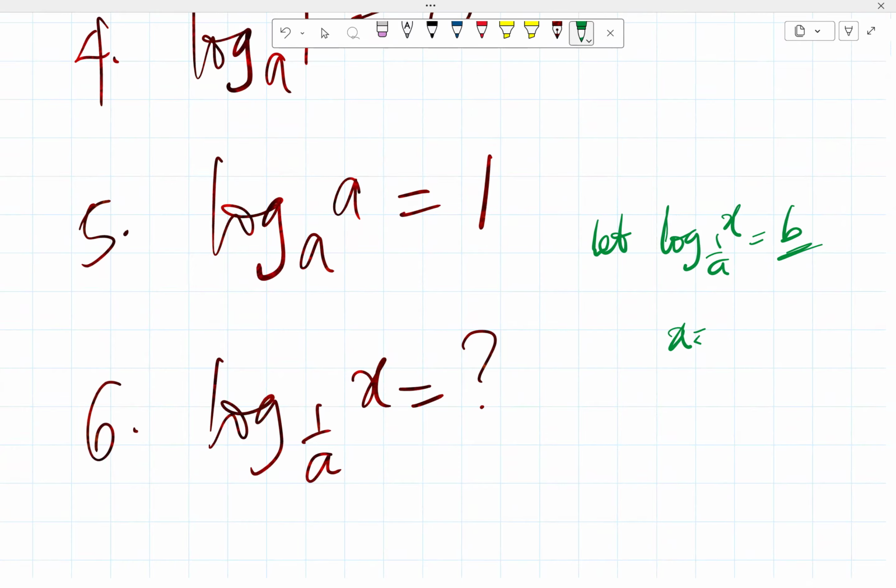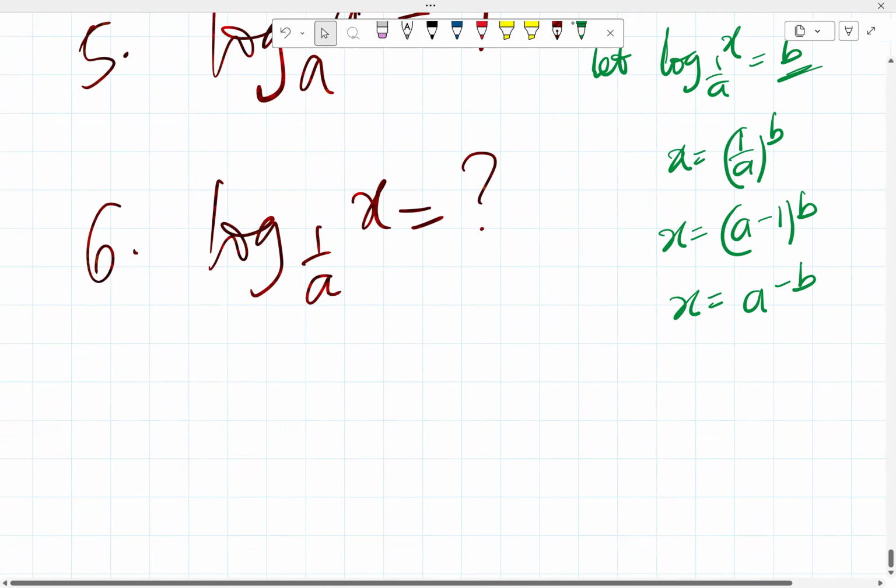So that means x is equal to 1 over a raised to power b. So that means that we have x to be equal to a inverse raised to power b, a raised to power minus 1 times b. So x is equal to a raised to power minus b. So what do?